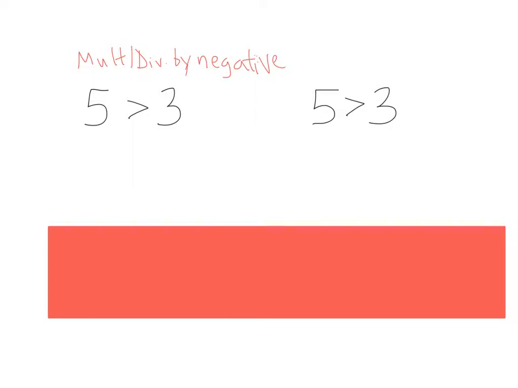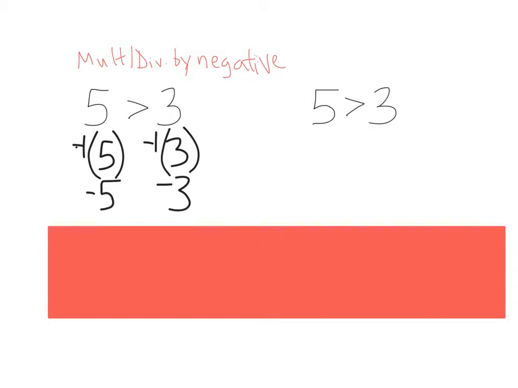The next thing we're going to do is look at what happens when we multiply or divide by a negative number. So I'm just going to start with the simple statement that we know is true: 5 is greater than 3. What I'm going to do with that inequality is multiply both sides of the inequality by -1. If I multiply both sides by -1, I'm going to have -5 and -3.